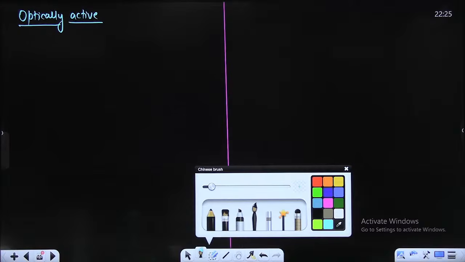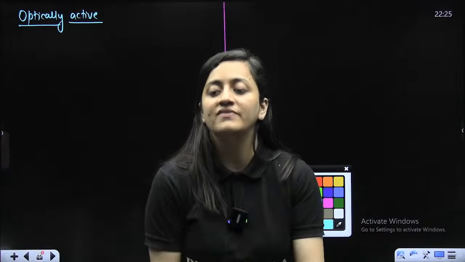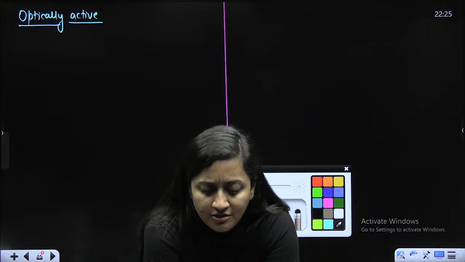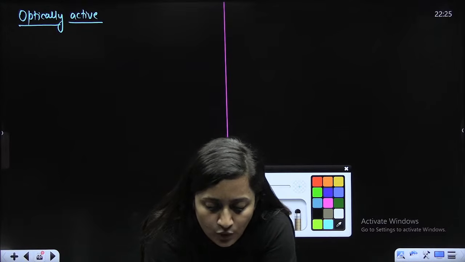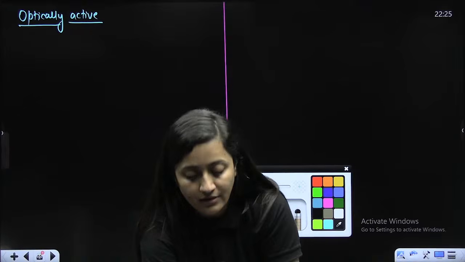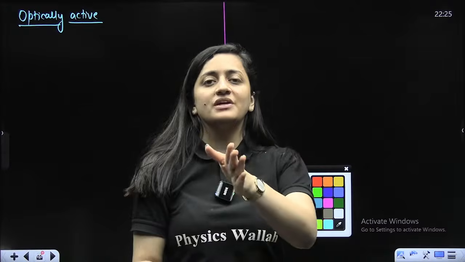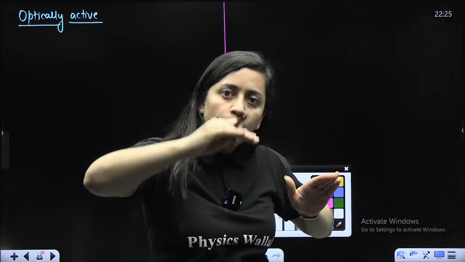So plane polarized light, that is, light where the electric field or vibrations are restricted to a particular single plane only. In that single plane only, the vibrations are restricted. Is that clear? You might have studied that in physics too. It will not go here and there in other directions; it will be restricted in one plane only.